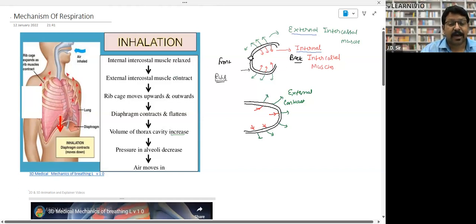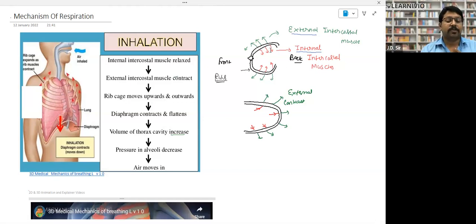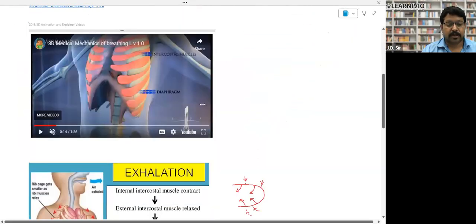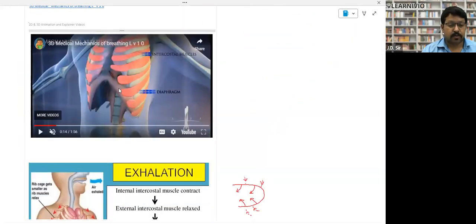And there are some muscles which remain attached to the inner side of the ribs. They are called internal intercostal muscles. When they contract, they pull the ribs inside, right? So there are two kinds of muscle: external intercostal and internal intercostal. Okay, Martin, after the video you have to draw this diagram, right? So first try to understand with the help of the video.